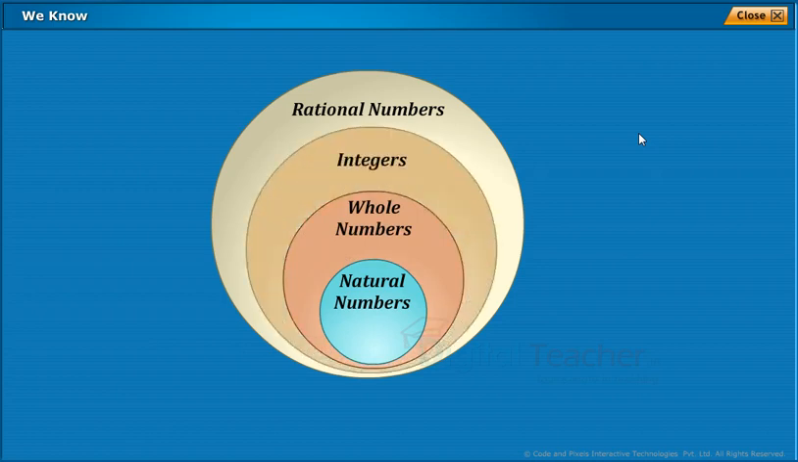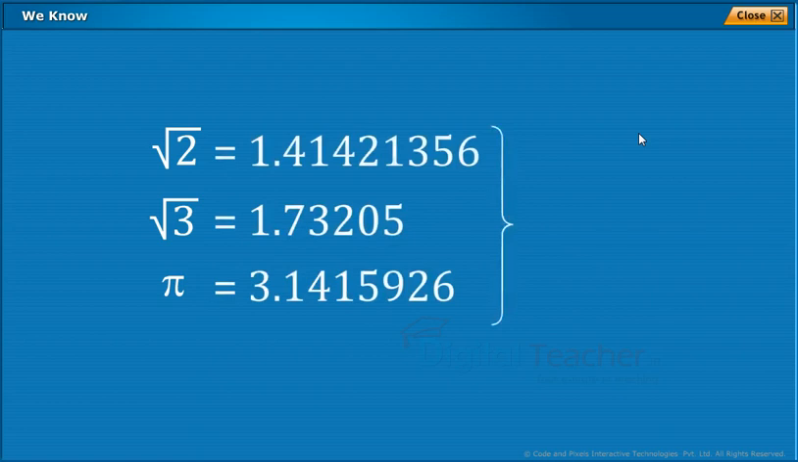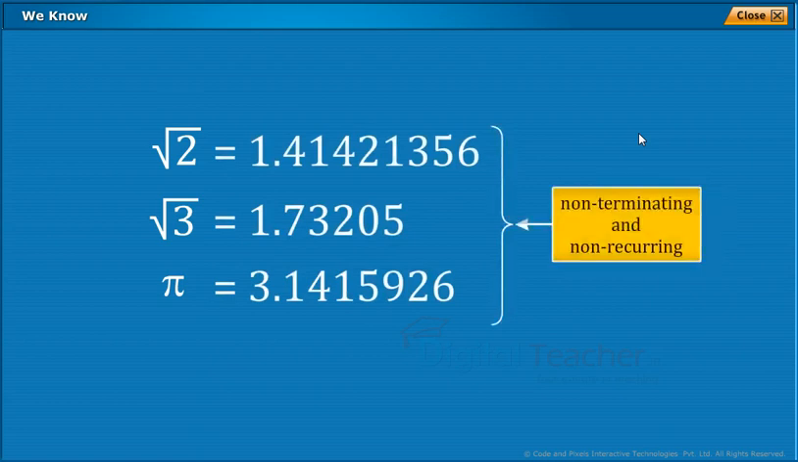We also have irrational numbers which cannot be expressed in the form of p by q, where p, q are integers and q not equal to 0. Some of these numbers are √2, √3, and mathematical quantities like pi. When these are written as decimals, they are non-terminating and non-recurring. Examples are as shown on the screen.